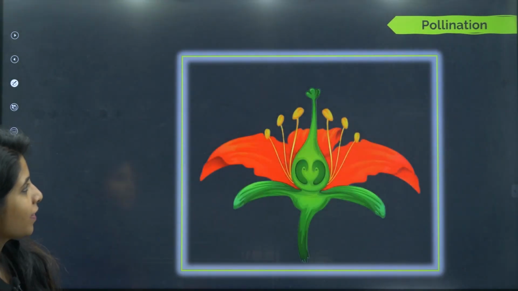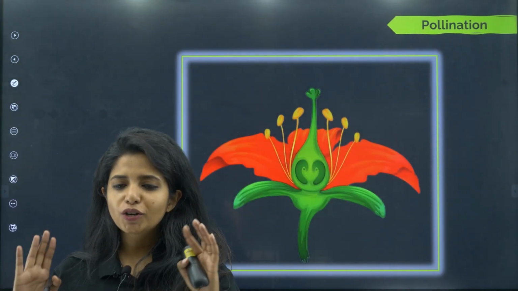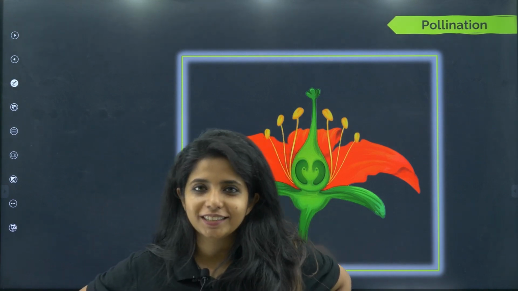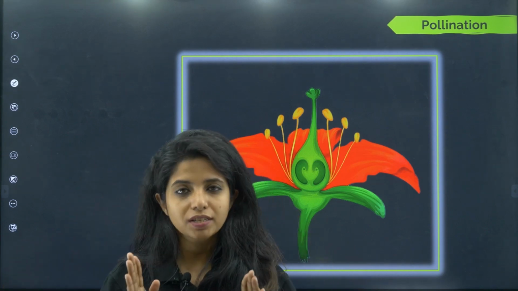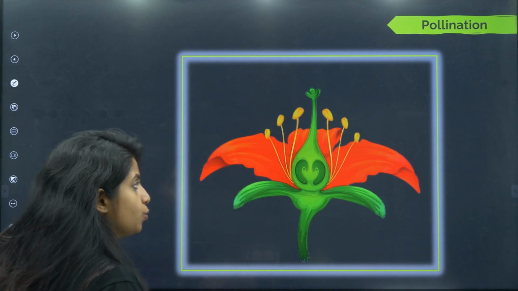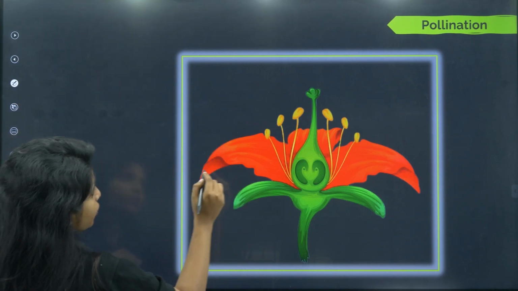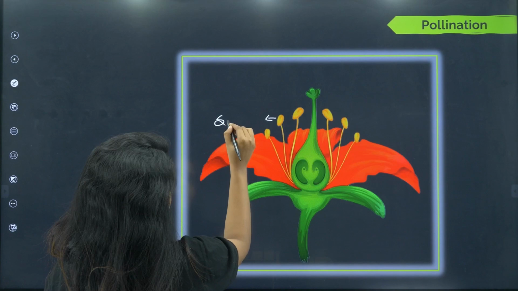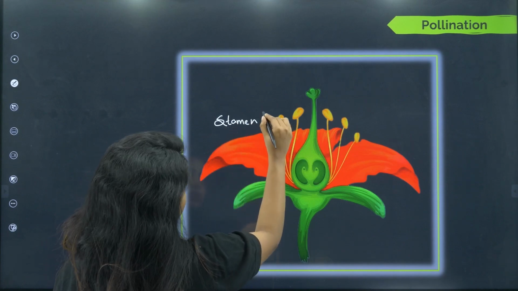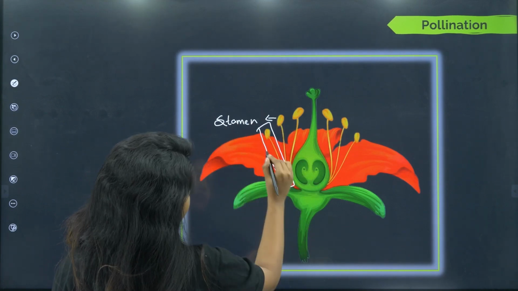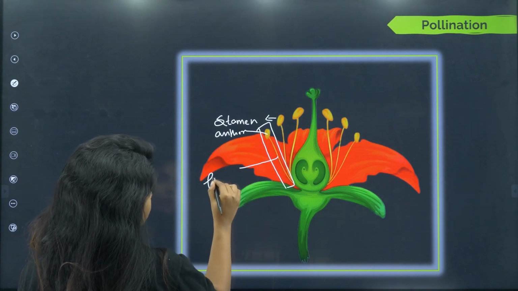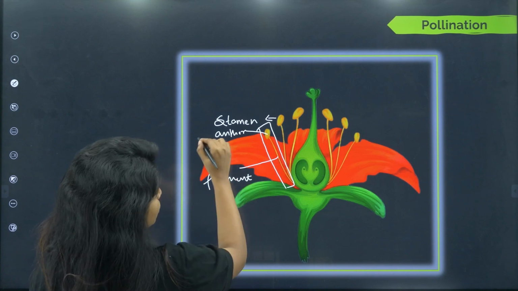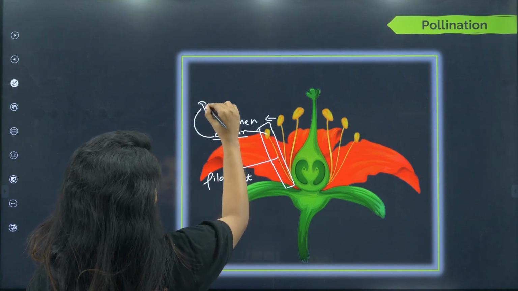Now let's go ahead and talk about pollination. What do you understand by the term pollination? You might have studied it already in 6th, 7th and 8th classes, right? Pollination is simple. It means the transfer of pollen grains to where? To the stigma of a flower. Pollen grains are produced from the stamen. This whole structure that you see over here is known as a stamen, which includes the anther and this long filament. This anther is responsible for producing what, children? Pollen grains.